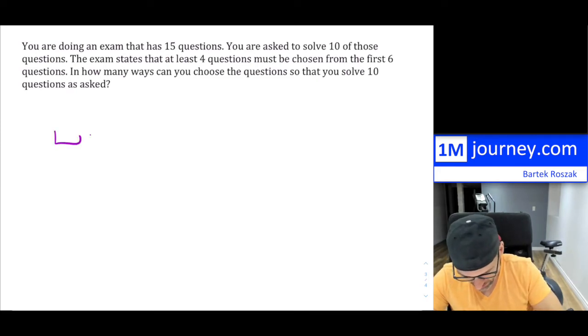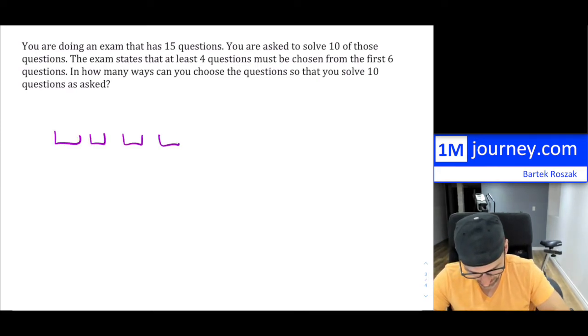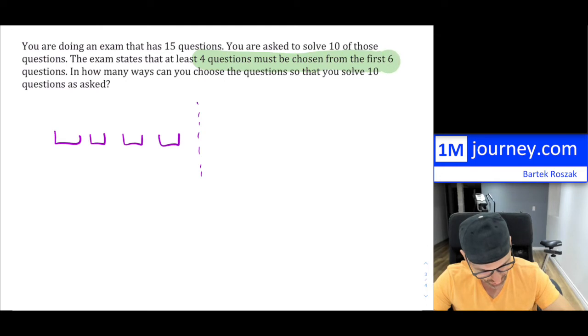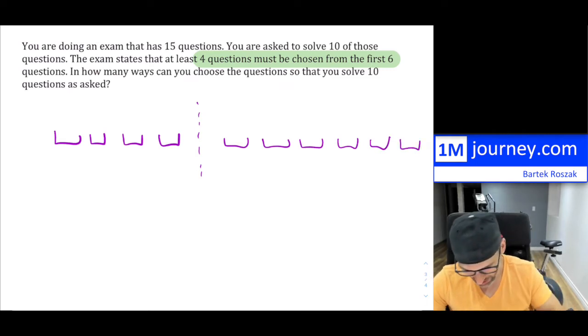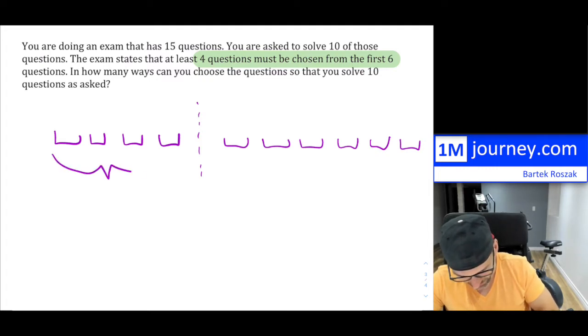So I guess, so 1, 2, 3, 4. Okay. So we have to choose, so it says 4 questions must be chosen from the first 6 that we have in here. And then we have to do 10 in total. So that means the remaining ones, so we have 1, 2, 3, 4, 5, I guess 6. That's from the last questions.